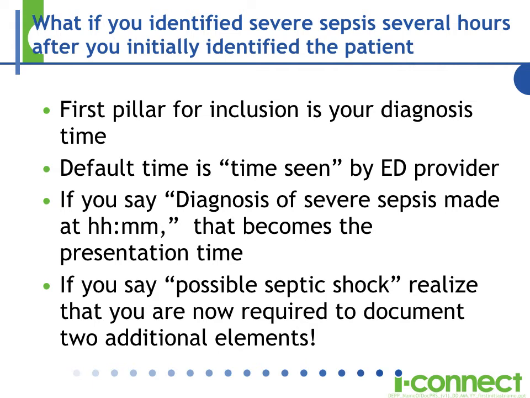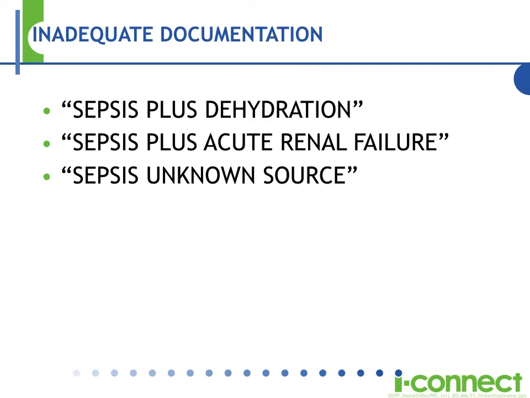Other pitfalls in ER documentation. If you say sepsis plus dehydration, that patient won't be included. So when you give that patient wonderful care, you're not going to get credit for it. If you say sepsis plus acute renal failure, that patient won't be included. If you say sepsis unknown source, that patient won't be included. If you say severe sepsis, even if you say severe sepsis unknown source, that patient will be included. If you say sepsis due to pneumonia, that patient will be included.